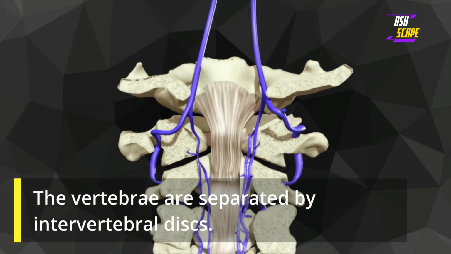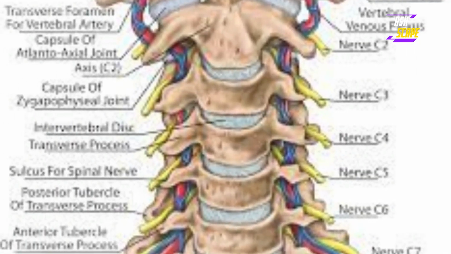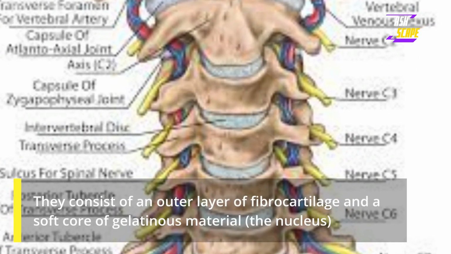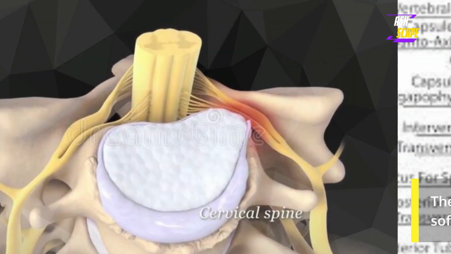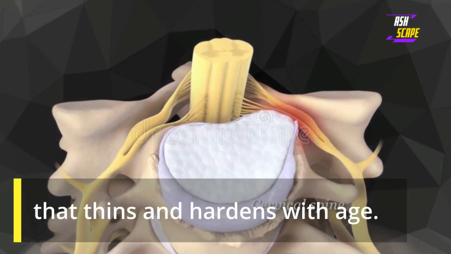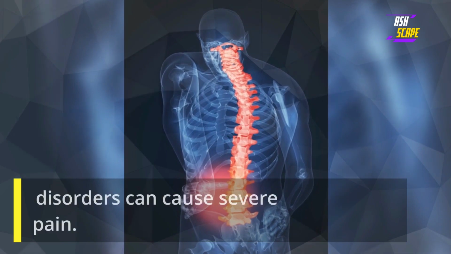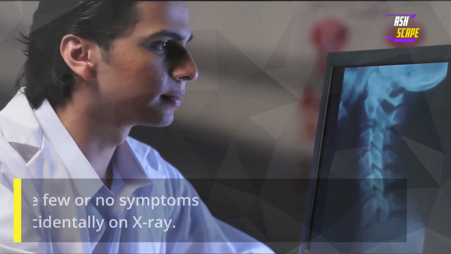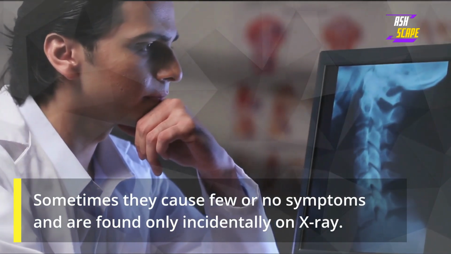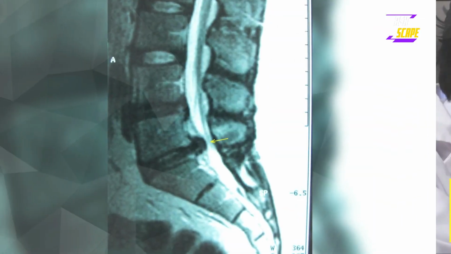The vertebrae are separated by intervertebral discs. They consist of an outer layer of fibrocartilage and a soft core of gelatinous material, the nucleus, that thins and hardens with age. Lumbar disc disorders can cause severe lower back pain. Sometimes they cause few or no symptoms and are found only incidentally on X-ray.